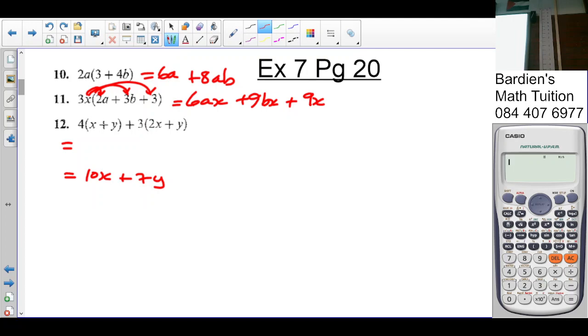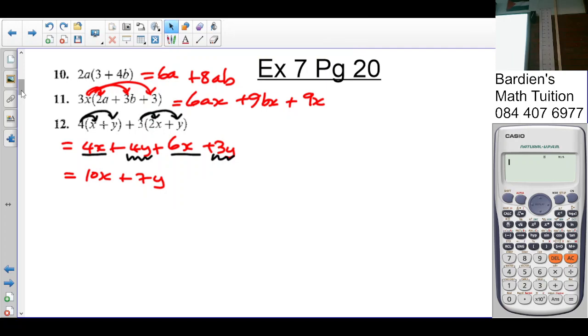You first multiply out this bracket here. So 4 times x, 4 times y, 3 times 2x, 6x, 3 times y, 3y. What I do now is look for like terms. Okay. 4x plus 6x, 10x. 4y plus 3y, 7y. Okay. You all okay with that?